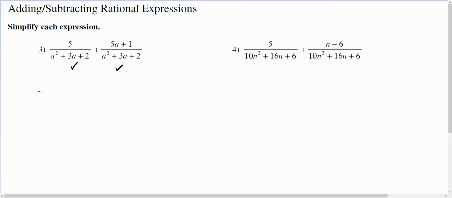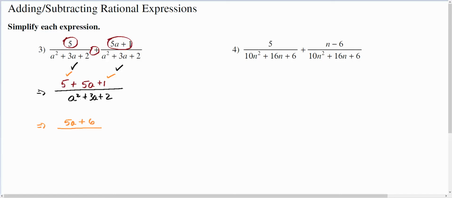So when we simplify this, the denominator is going to be a squared plus 3a plus 2. And the numerator is going to be this one plus this. Remember I said if you have a plus sign, then you don't need parentheses. So it's 5 plus 5a plus 1. And you happen to have common terms here, the 5 and the 1. So this is really going to become 5a plus 6 over.